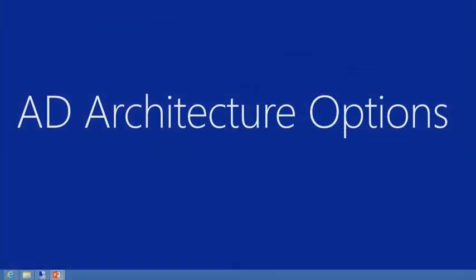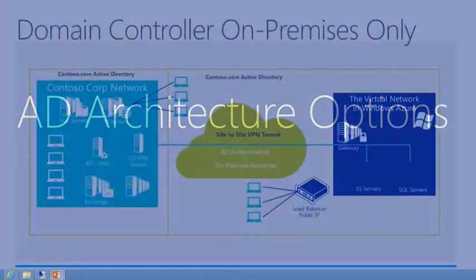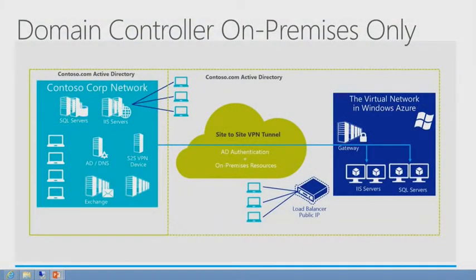Now the question is, what are the options to architect that? What does that look like more practically up in Windows Azure? There's a few different options. And in this particular option, you really are not putting a domain controller in Windows Azure, but you're simply enabling that VPN tunnel from your on-premise site, which does have Active Directory, up into Windows Azure.